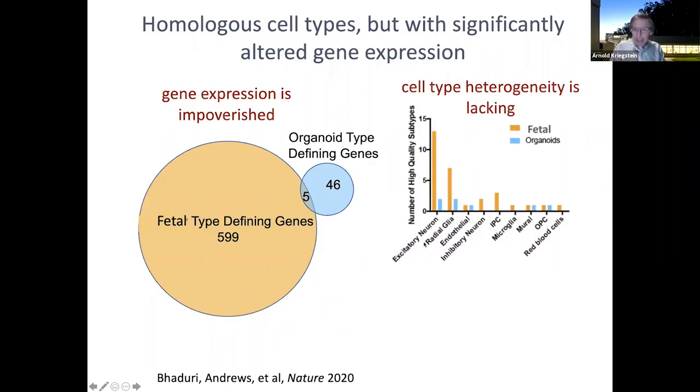If we look at the heterogeneity of cell types in fetal tissue, it's very rich in both regional and laminar identity in the excitatory neurons, shown in this first column here in orange. But if we look at the same diversity in organoids, it's far, far less.